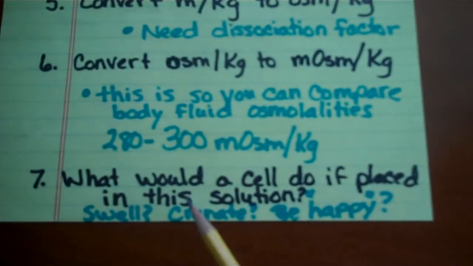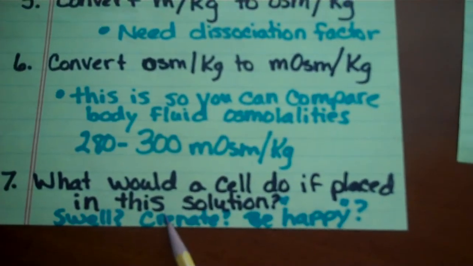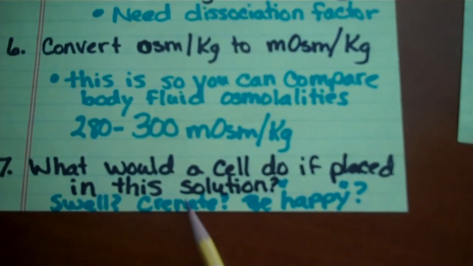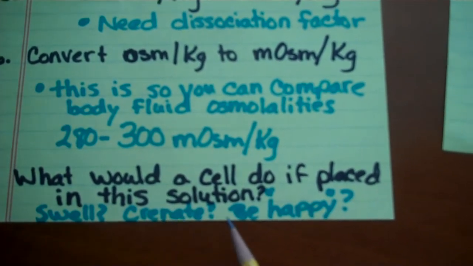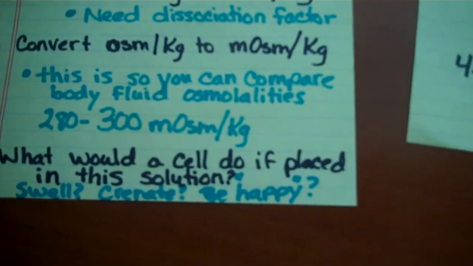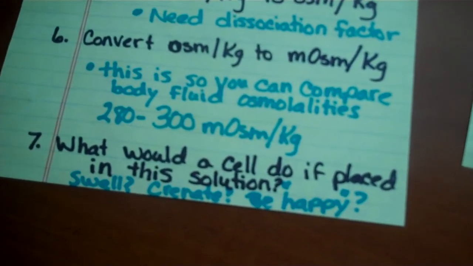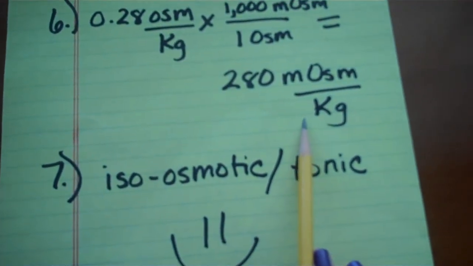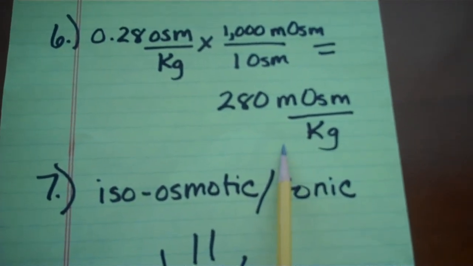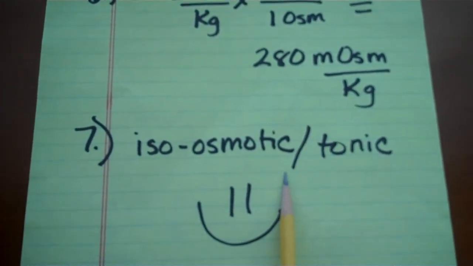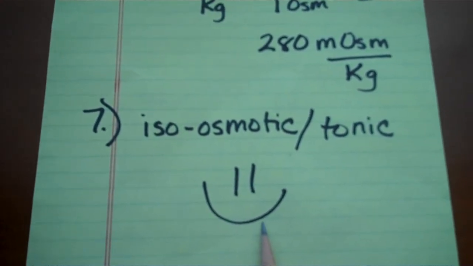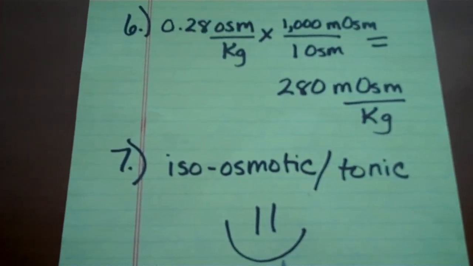Step 7. What would a human cell do if it were placed in this solution? Would it swell and take on water? Would it crenate and lose water? Or would it be happy and not have a net gain or loss of water? Well, 280 milliosmolar is just spot on to our normal body fluid osmolalities. This solution is isoosmotic as well as isotonic, and our cell will be very happy and not change volume.